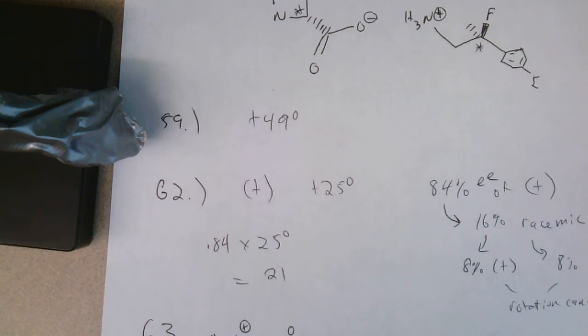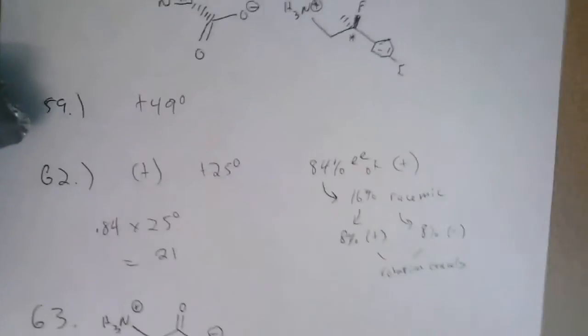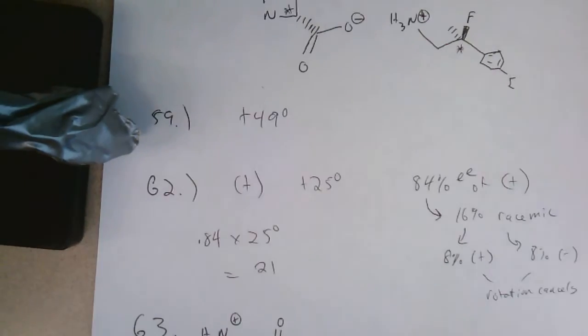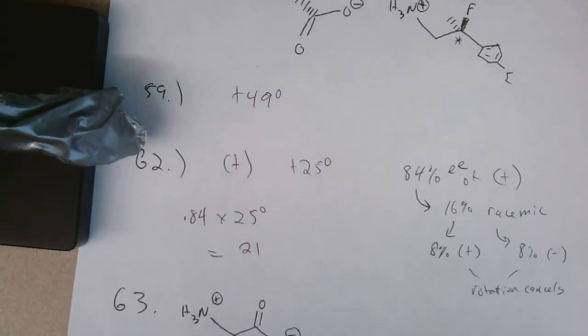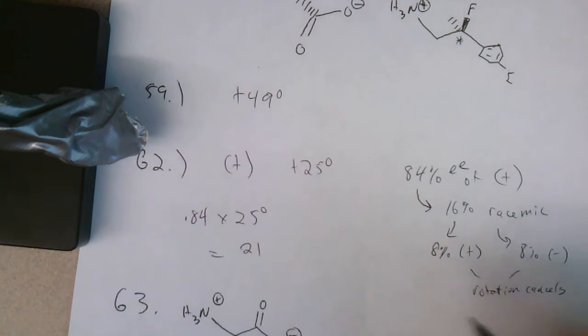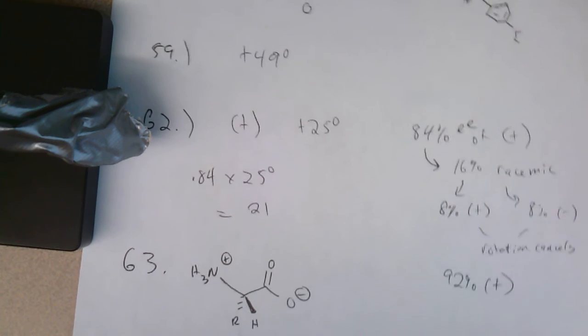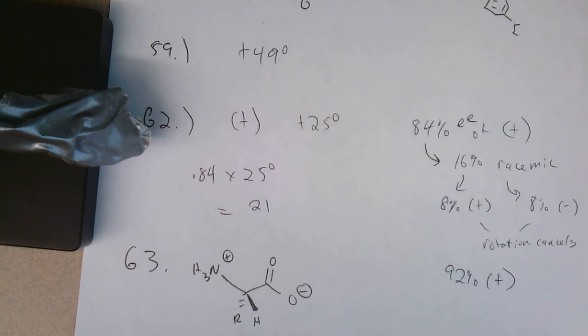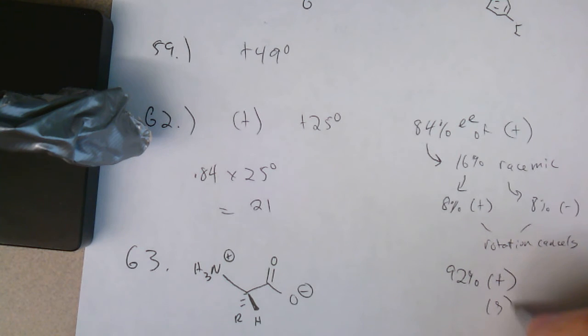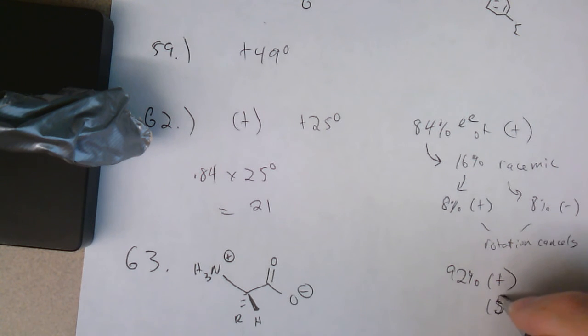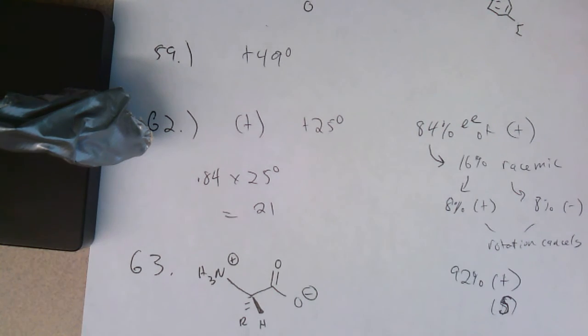And it wants to know what's the percentage of the S enantiomer, which was the plus enantiomer in this problem. Well, I know it's 8% minus, so it must be 92% plus. I'm calling this plus instead of S because it told us the S enantiomer has the specific rotation in the positive direction. So 92% plus, which is again the S. S isn't always the plus, and R isn't always the minus. It varies from molecule to molecule. You can't predict based on that alone.